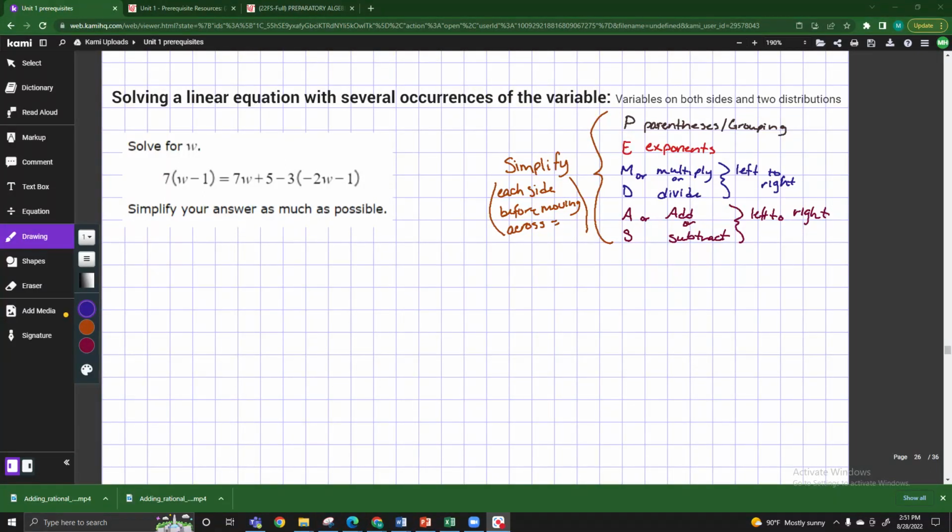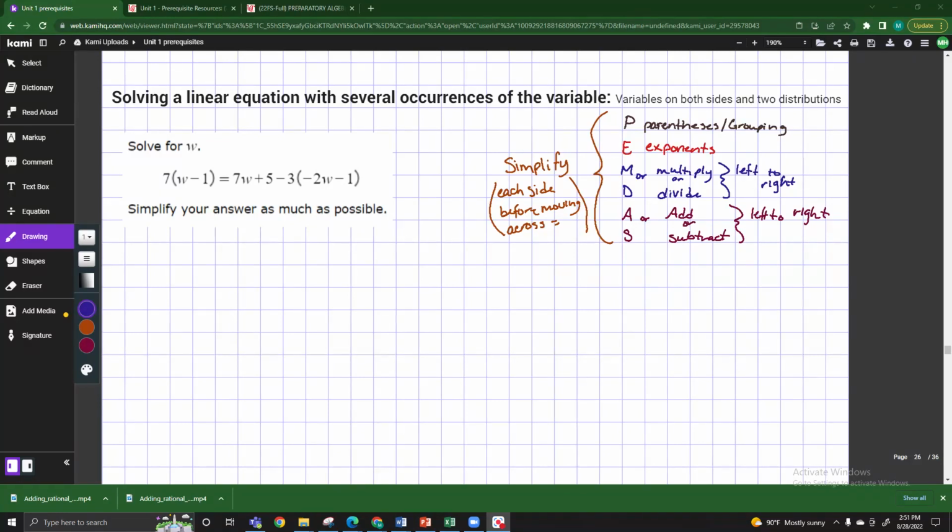All right, so solving a linear equation with several occurrences of a variable, variables on both sides, and two distributions. Distributions just mean that we're going to multiply or divide something that's outside parentheses to everything inside the parentheses. A lot of times I refer to it as the arrows.